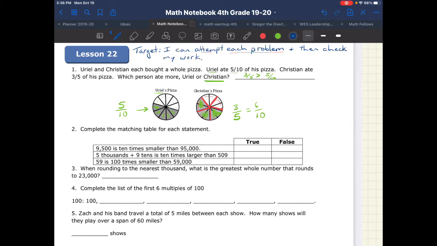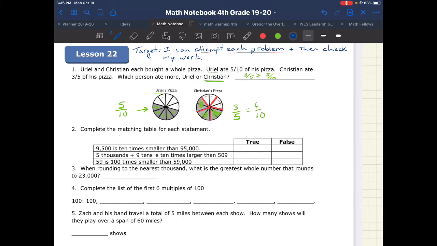Okay, number 2, complete the matching table for each statement. 9,500 is 10 times smaller than 95,000. So if 9,500 is 10 times smaller than 95,000, that means 95,000 is 10 times greater than 9,500.